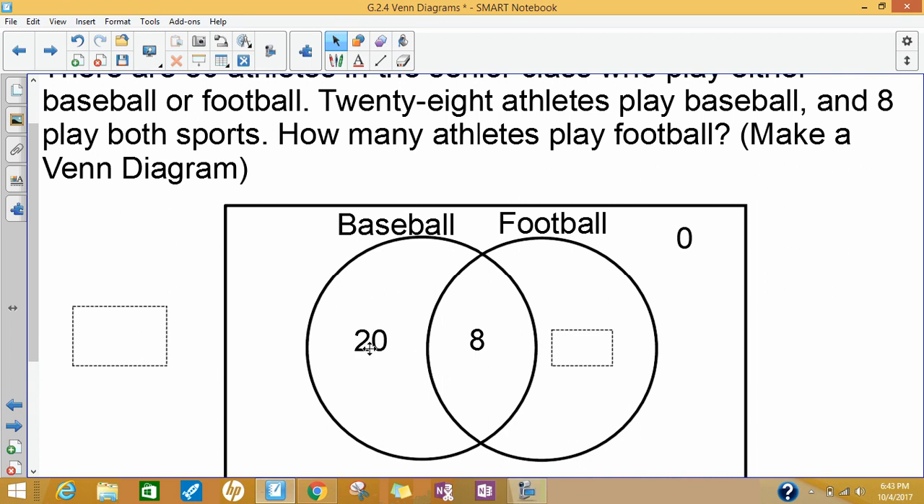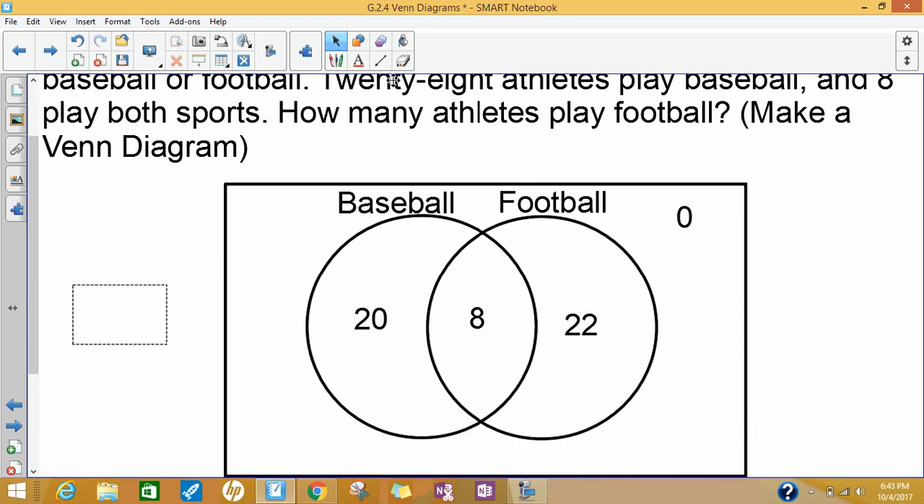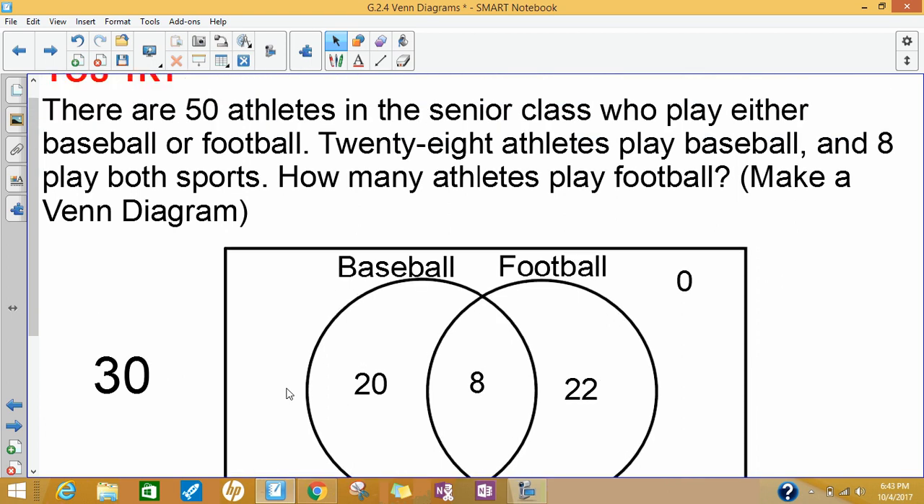So my 20 baseball players and my 8 baseball/football players need to come together with my number of just football players to make 50 total athletes. So if I subtract 50 minus 20 minus 8, I get 22 athletes who only play football. So now in my football circle, because I want to figure out how many total play football, in my football circle I have 22 and I have 8. So that means I have 30 of these senior athletes who play football.